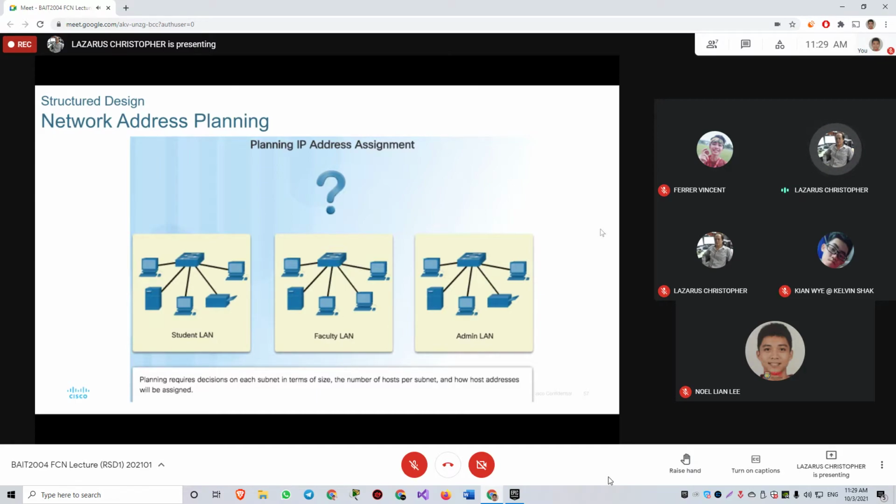It says here that the decision on each subnet is in terms of size, the number of hosts per subnet, and how host addresses will be assigned. For how host addresses will be assigned, there's no hard and fast rule. That means there are only guidelines or best practices. Like I said earlier, you get a range of addresses, and you look at the hosts. What kind of hosts do you have? To make it easy, you differentiate between hosts that provide service and hosts that utilize service.